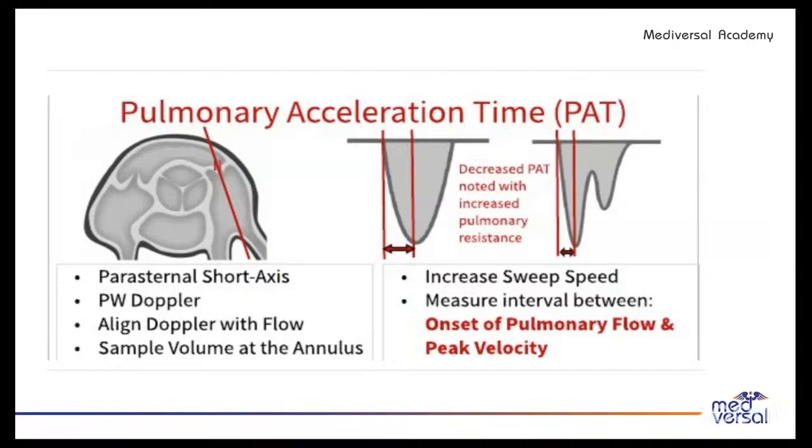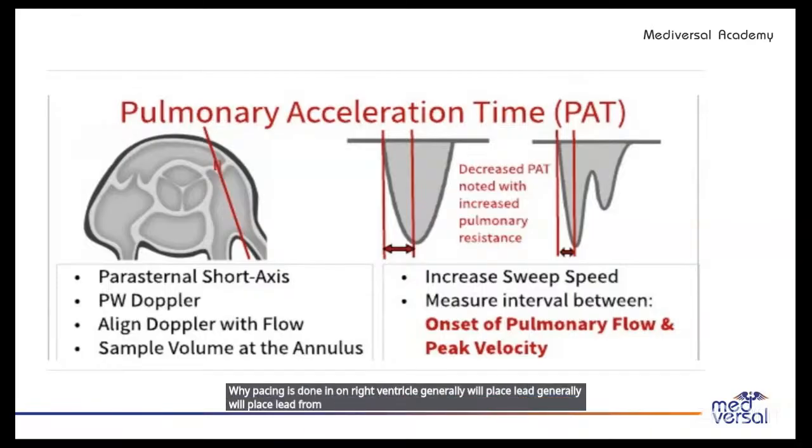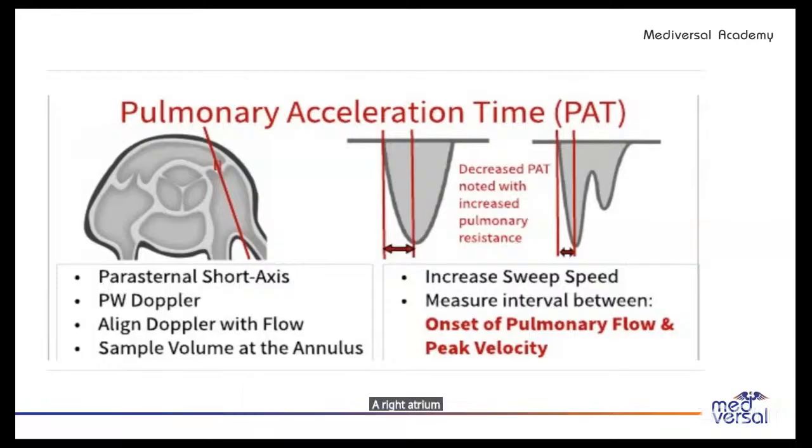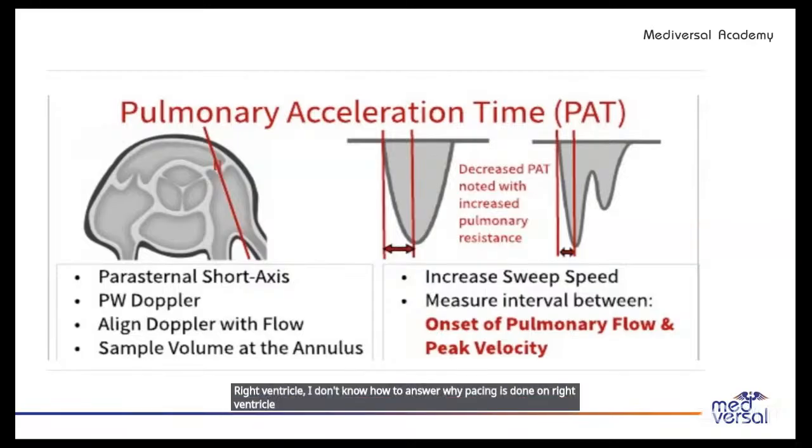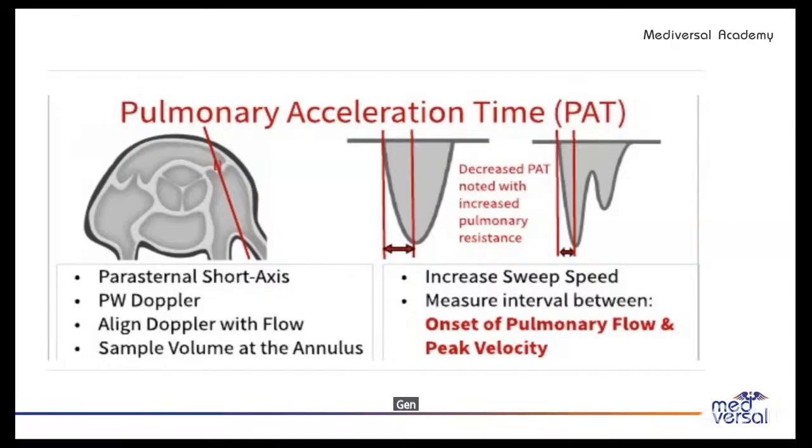Why is pacing done in the right ventricle? Generally we will place the lead from the subclavian vein to the right atrium, then it will be placed in the right ventricle. I don't know how to answer why pacing is done in the right ventricle, but we will pace over the RV apex. So it is easy to get venous access, and generally pacing is done in the right ventricle only.